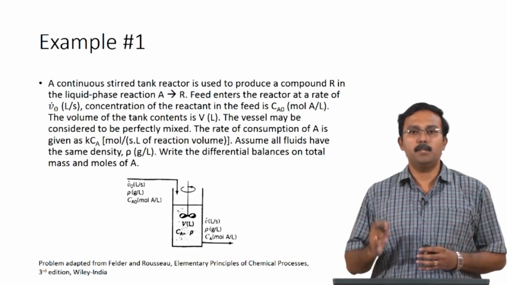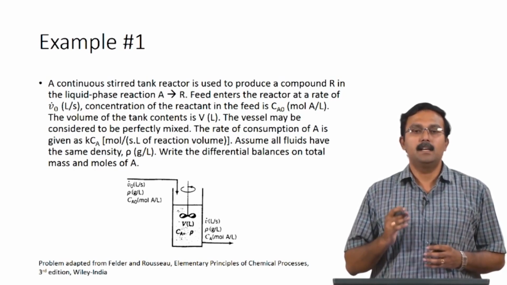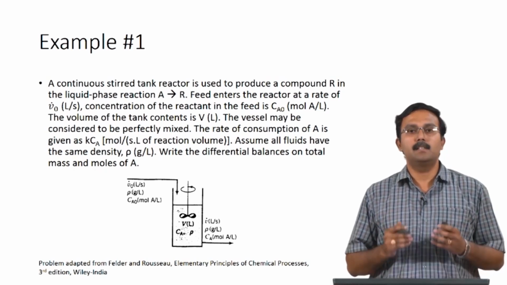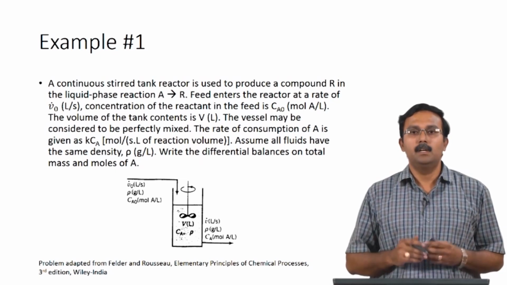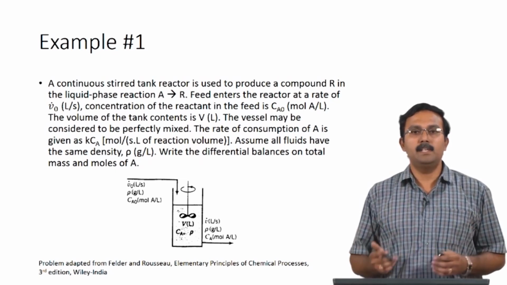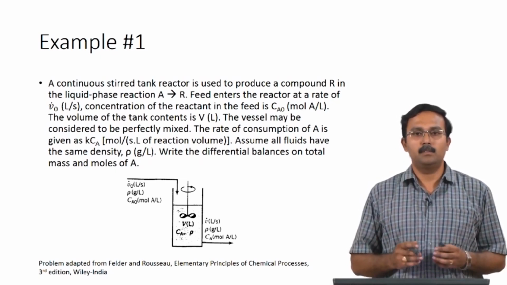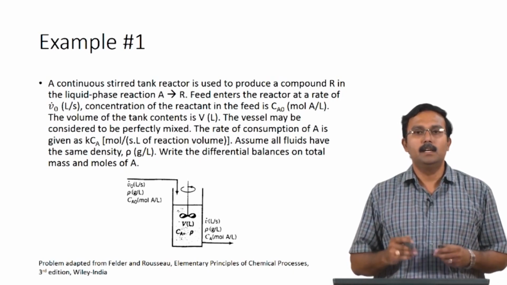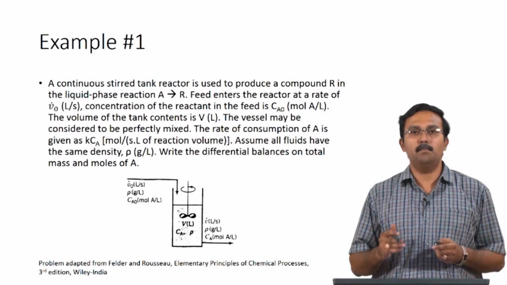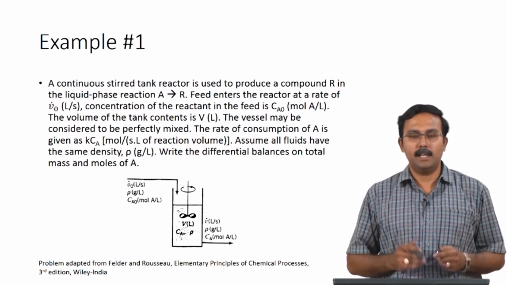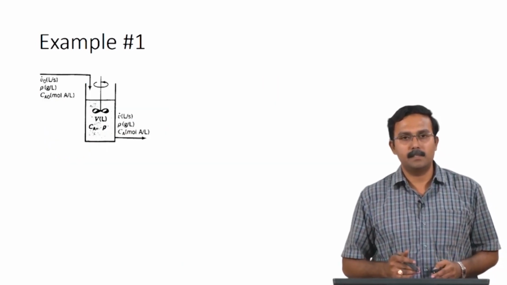The rate of consumption of A is given as k Ca moles per second per liter, where liter is the reaction volume. Assume all fluids have the same density rho. So, basically density is not changing. You are asked to write the differential balances on the total mass and moles of A. So, let us try to write this differential balance.